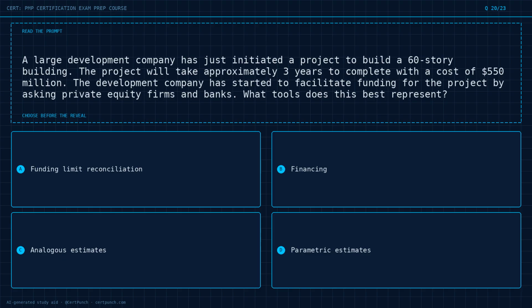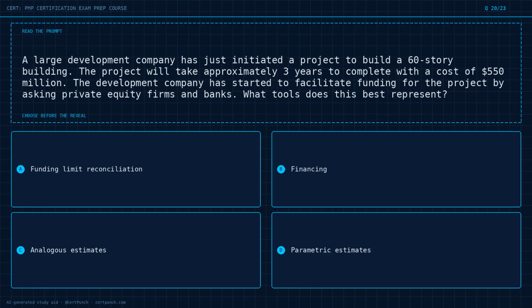Question 20 of 23. A large development company has just initiated a project to build a 60-story building. The project will take approximately 3 years to complete, with a cost of $550 million. The development company has started to facilitate funding for the project by asking private equity firms and banks. What tools does this best represent?